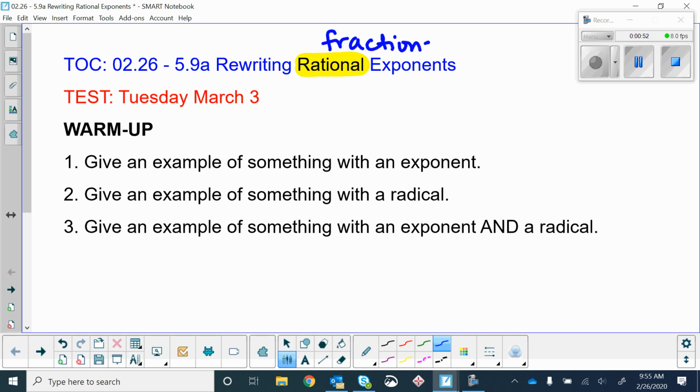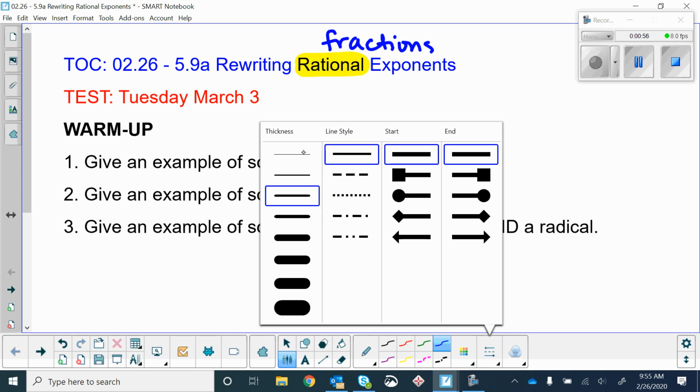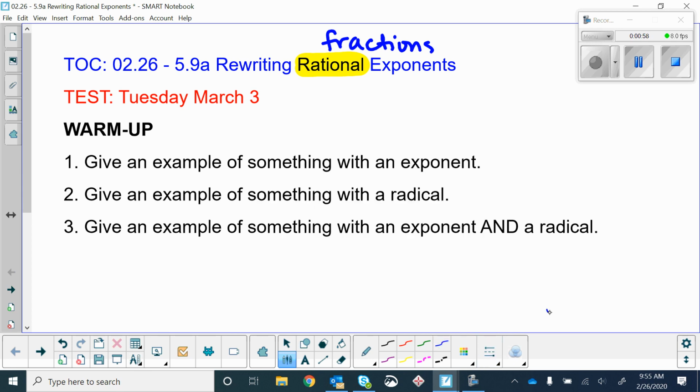Okay? With our new computers and the new software, we keep recalibrating those. Thickness of the line doesn't increase.